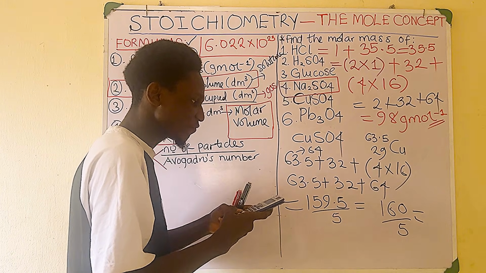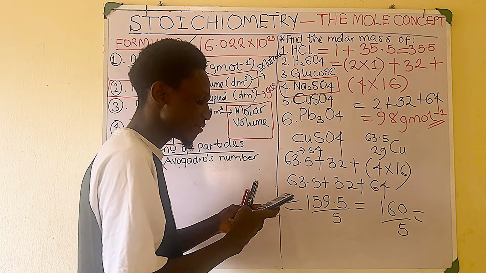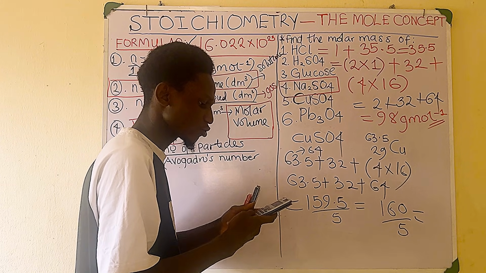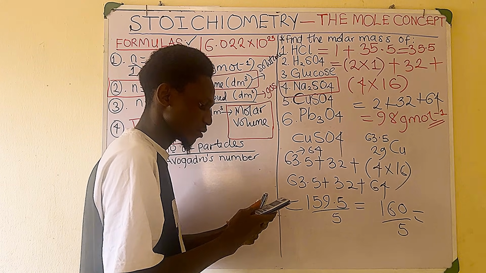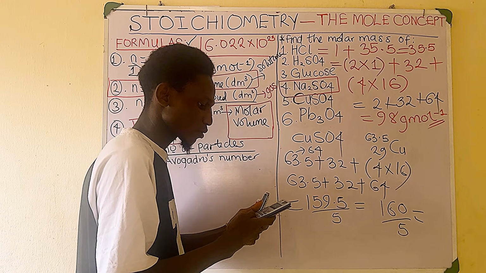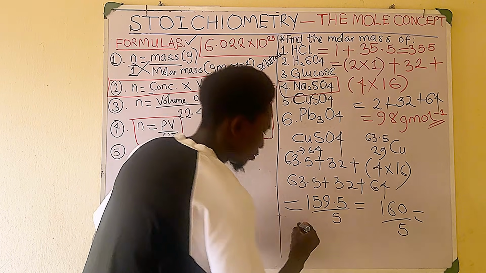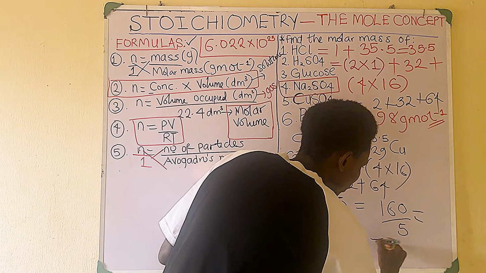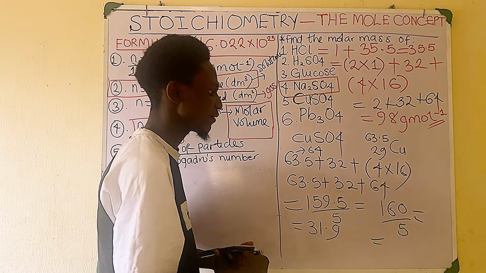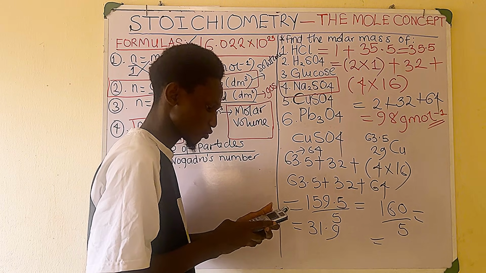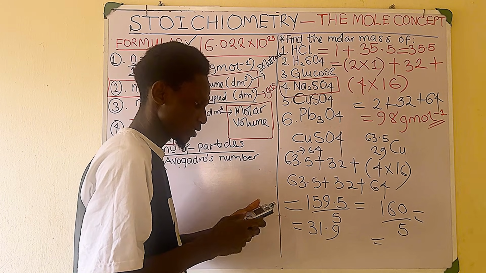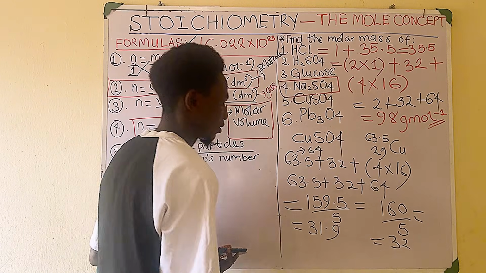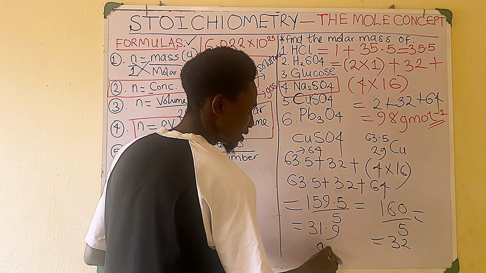So now, 159.5 divided by 5 will give us 31.9. So 31.9 for this one. Now let's see this other one. 160 divided by 5 will give us 32. The difference is just 0.1. If I add 0.1 here, I'm going to get 32.